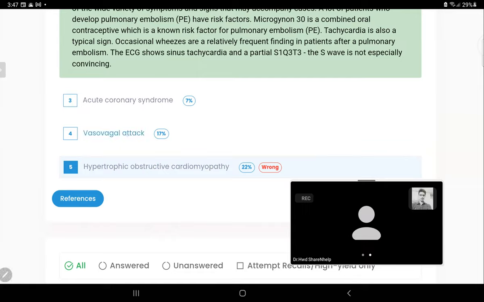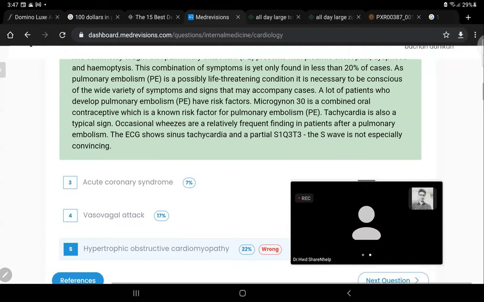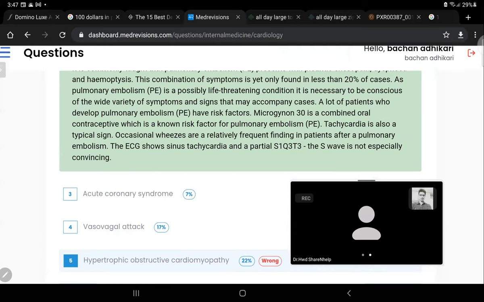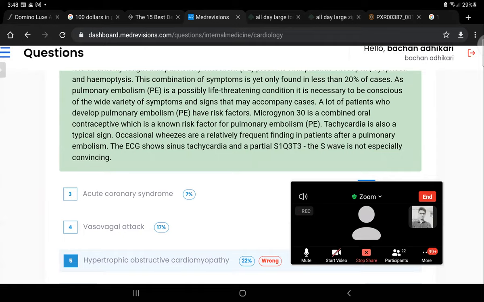Vasovagal attack, no wheezes, no chest pain. Acute coronary syndrome, nothing on the ECG. In here, if you look at the ECG, there is a tachycardia, right? And she has partial S1Q3T3 syndrome, okay? However, just the questions and the symptoms should make you answer this. We're just beginning to learn, so definitely it's going to be difficult, and you might have boggled your head with lots of lecture and the prerequisite things that I told you.